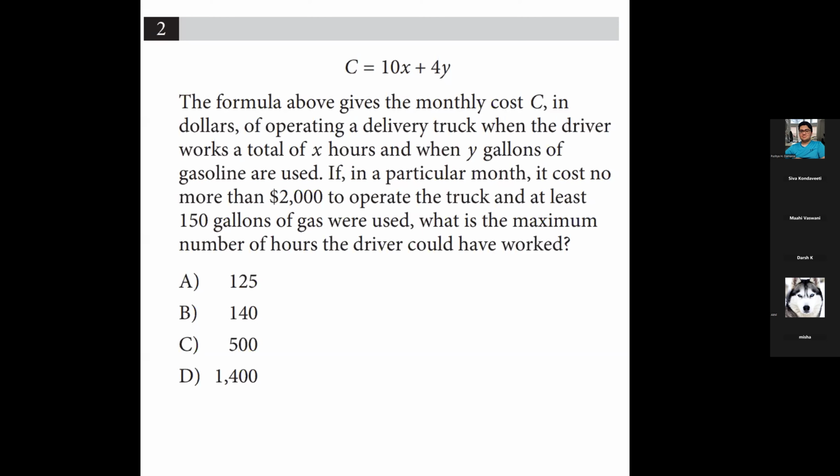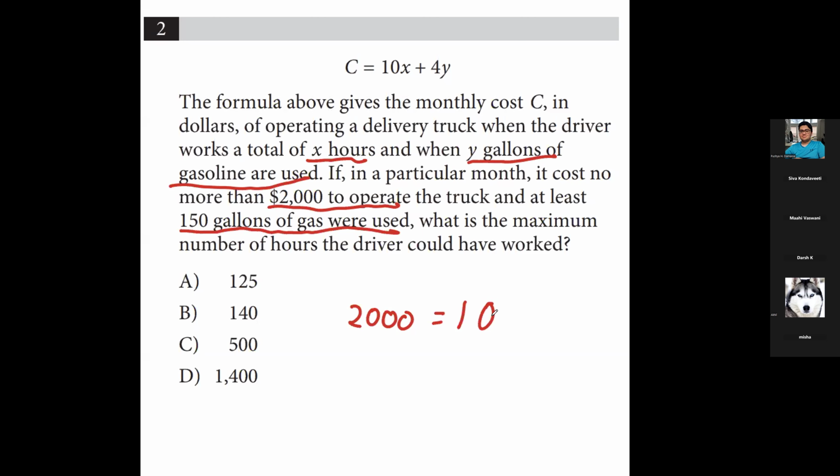Anyway, for question two, we're given the monthly cost C, which is a formula, and I'm not reading all that. Then in a particular month, it costs no more than 2,000 to operate the truck, so the total monthly cost C is 2,000. And at least 150 gallons of gas were used. So X is hours and Y is gallons of gas used, so that means 150 is Y.